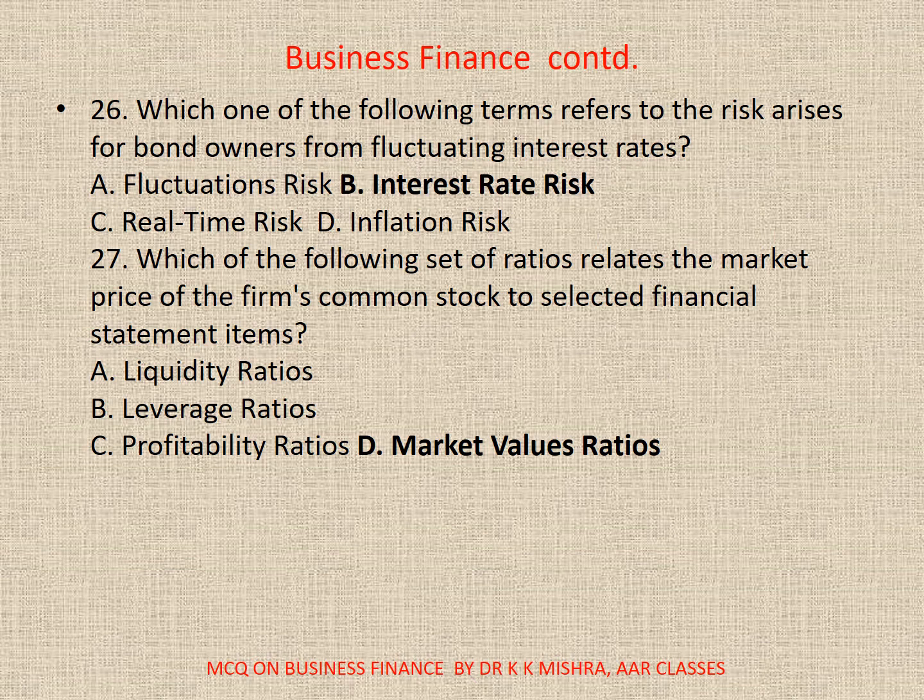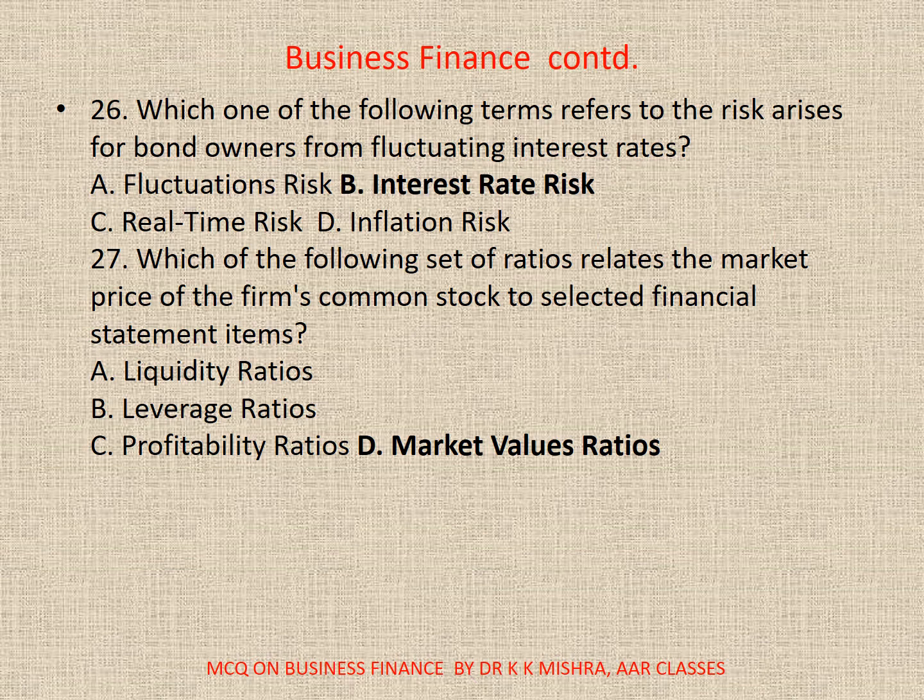Question 27. Which of the following ratios relates the market price of the firm's common stock to selected financial statement items? So here if you compare, you will find D as the correct option, market value ratios. Actually, market value ratios determine the market price or fair value of the common stock of the company and compare it with items of the balance sheet like shareholders' equity, etc.